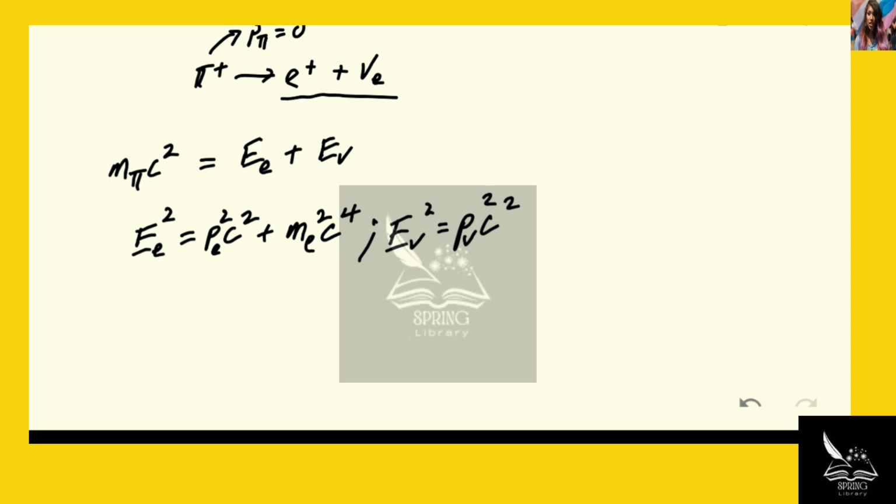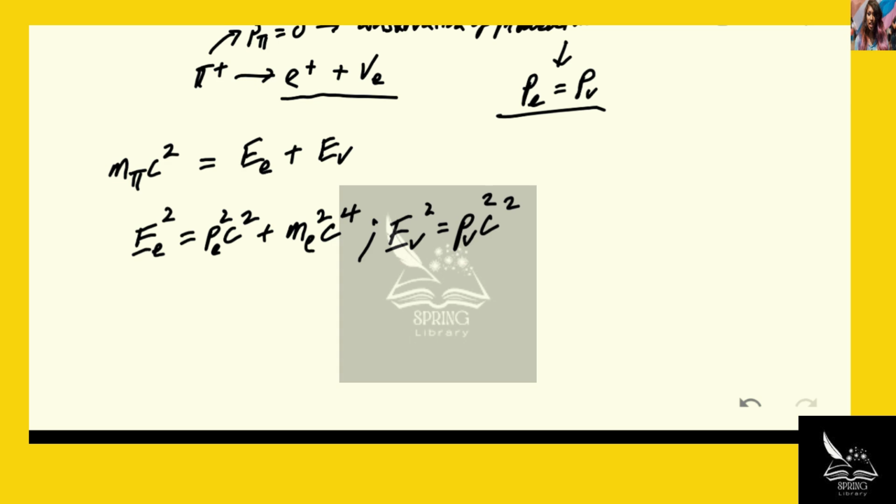Next, we're going to use the fact that the momentum of our electron must be equal in magnitude and opposite in direction to the momentum of our neutrino, in order for them to cancel each other out to have a total momentum of 0 by conservation of momentum. So this is very important over here.